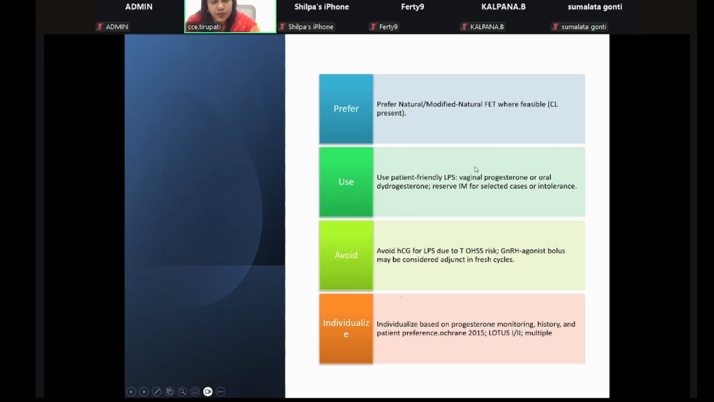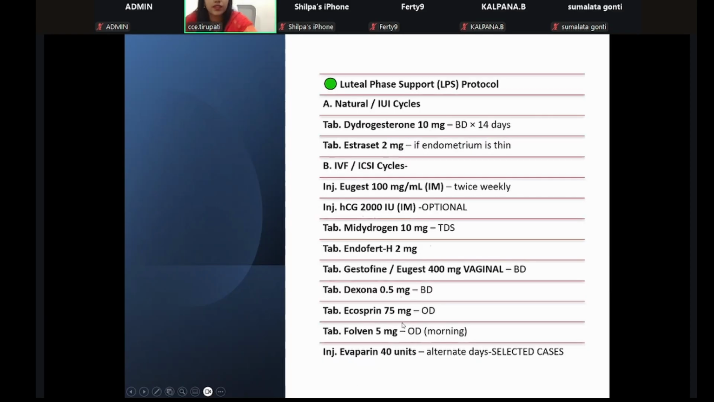And use patient-friendly LPS. We should try to give vaginal, and we should try to add vaginal and oral progesterone, and reserve intramuscular for selected cases or intolerant cases. In patients with OHSS try to avoid HCG, and individualize based on the progesterone monitoring history and patient preference. So in our center for natural or IUI cycles, we use dydrogesterone BD for 14 days after IUI or after trigger. And in cases with thin endometrium, we can add Estracet 2 mg BD or TID.